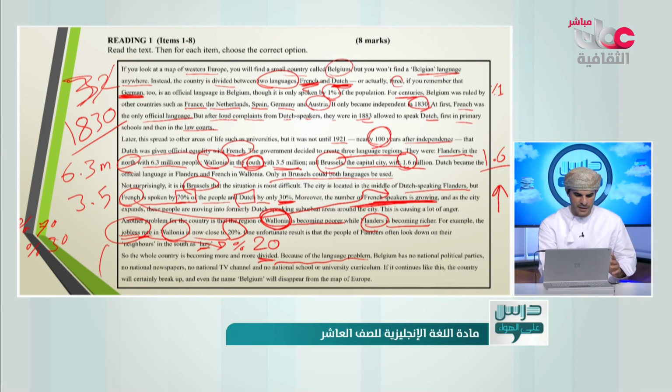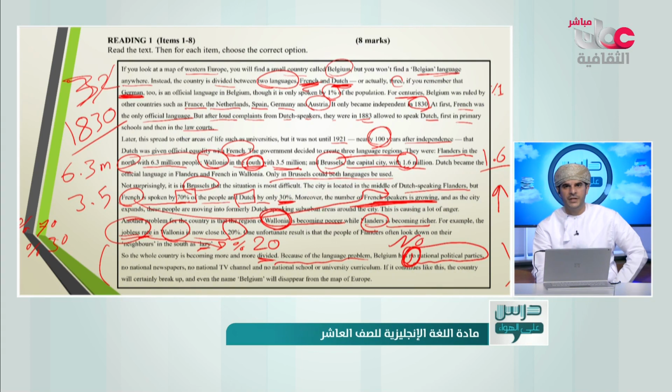Here the writer is giving his or her opinion. Belgium has no national parties, no national newspapers, no national TV channel, and no national school or university curriculum. If it continues like this, the country will certainly break up, and even the name Belgium will disappear from the map of Europe. As you can see, we have done this in five or six minutes maybe.